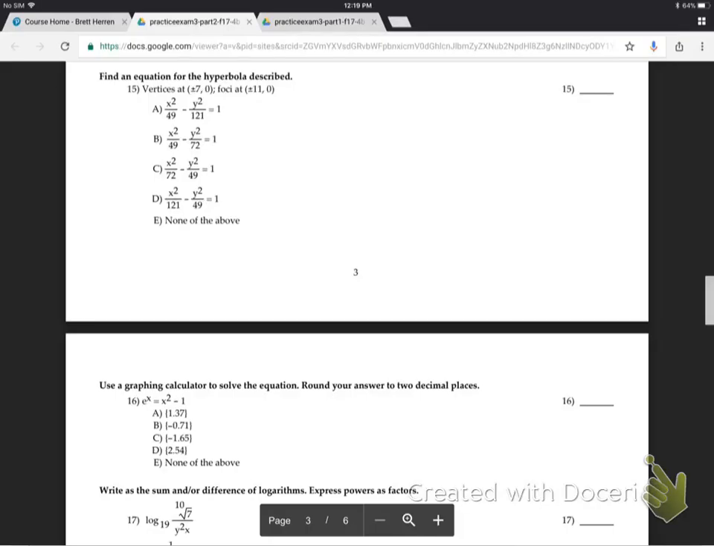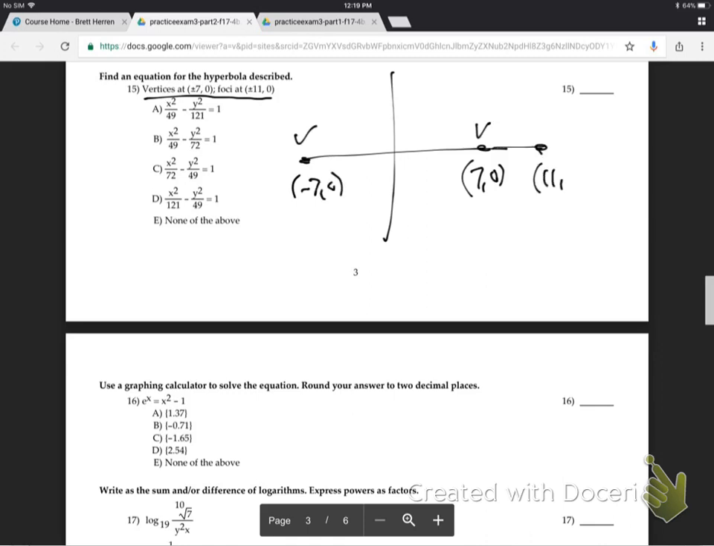All right, find the equation for the hyperbola. We got the vertices and the focus points. Probably need to draw this thing, huh? So let's do that. So the vertices are 7, 0, and minus 7, 0. Those are vertices. And the focus points are even further. So the branches have to be going right, left, don't they? Because the focus points are inside the branches.